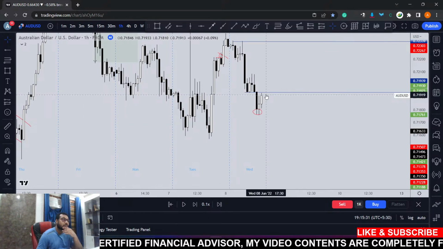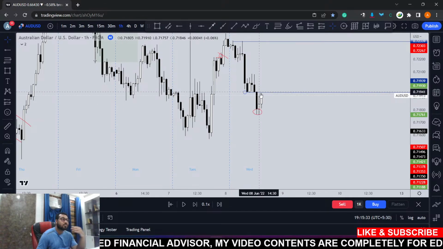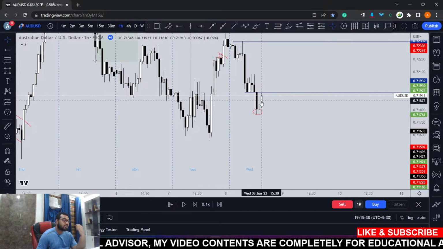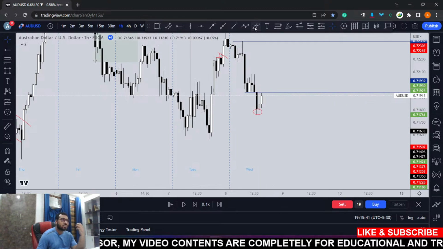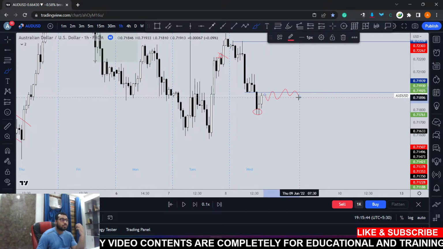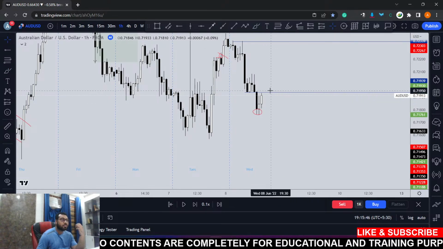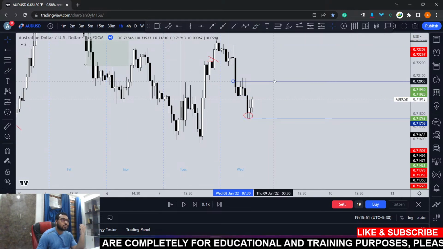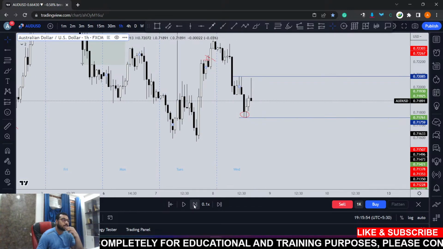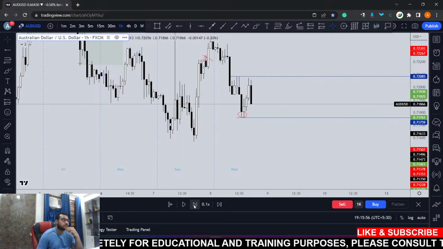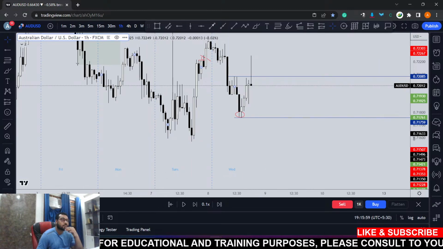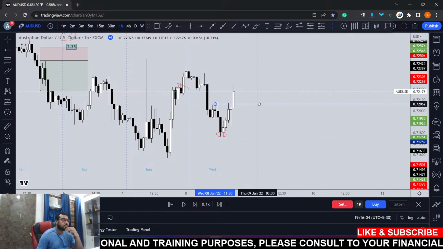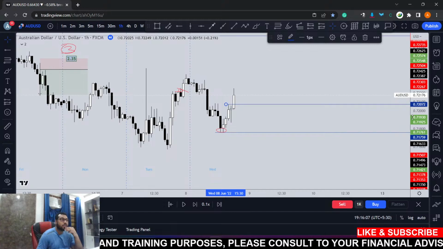See, if it tags like this, it formed a V-shaped structure. If it's forming a V-shaped structure, we all know there is a high chance the market either can go inside the range or it can give us a deeper retracement. The reason why we don't want to look at the top.